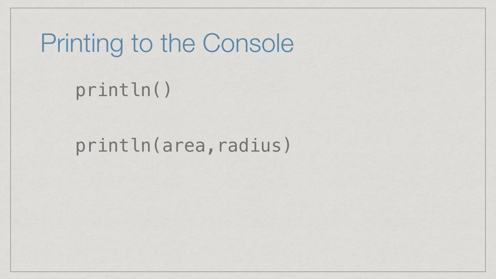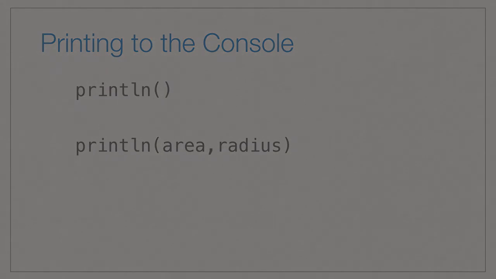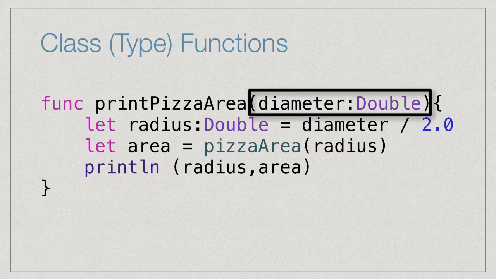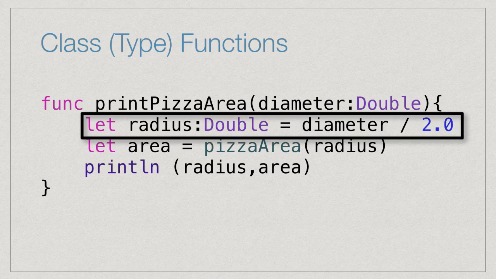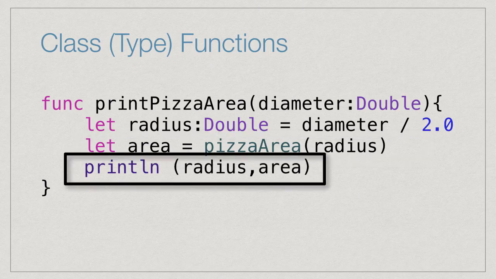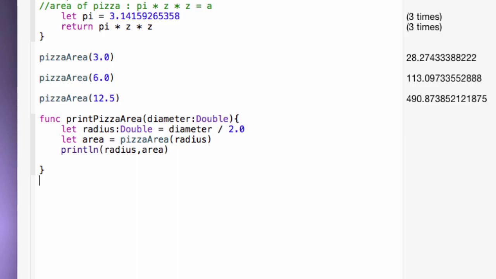Let's combine both the diameter problem and the example of a printLine function in one function. Add this to the playground. You will notice the arrow is missing. If we do not return a value, we do not add it to the function declaration. We do have a parameter diameter of double. In the code block, we find the radius by dividing the diameter by 2. We find the area by using our already defined area function. Our third line prints the radius and area to the console.